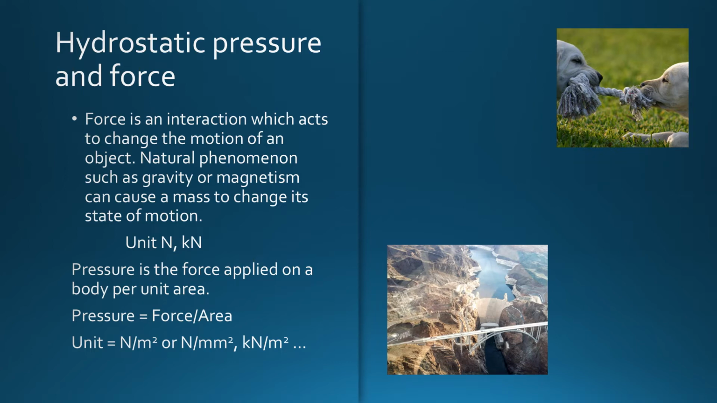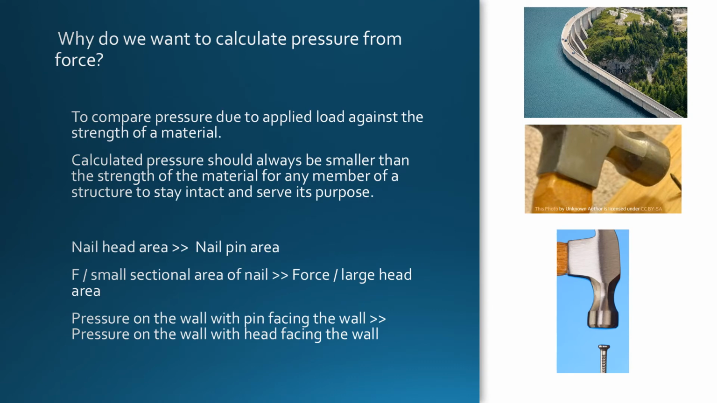So this force divided by area is called stress in general statics. There are several types of stresses such as bending stress, shear stress, compressive stress, tensile stress, and so on. But in hydrostatics, there is only one type of stress, and that's why it is called pressure. So instead of saying this or that kind of stress, we just call it pressure, which is force divided by area.